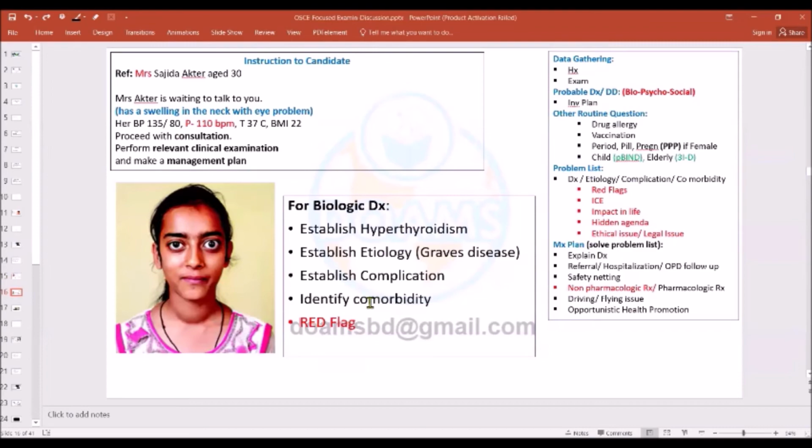Now come to other parts of your holistic approach. If you got the diagnosis, it is not enough, doctor, in your OSCE station. We need to cover any complication. We need to cover comorbidity.